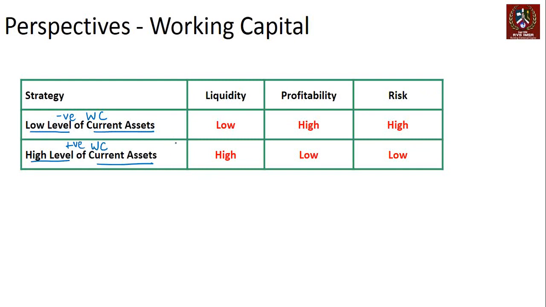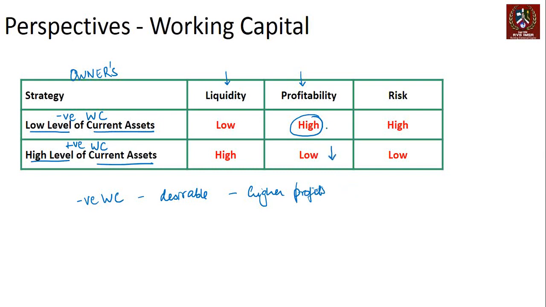Now, if you have negative working capital, what does that do to the liquidity of the company, and what does that do to the profitability of the company? We know that if you're thinking from the owner's perspective, you would have a higher profitability in a negative working capital scenario, right? So negative working capital is desirable because it gives you higher profits. You work on someone else's money and it also gives you better cash flow, right? On the other hand, if you have positive working capital, your profitability would be lower, right? So that's the first element of the entire equation.